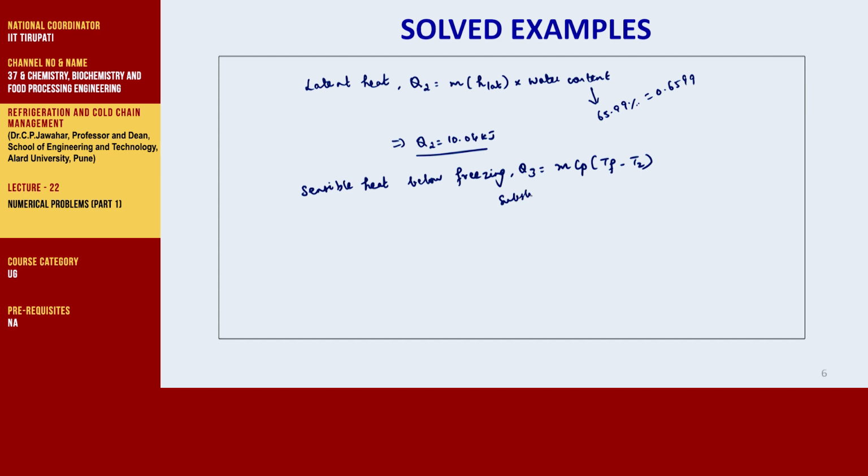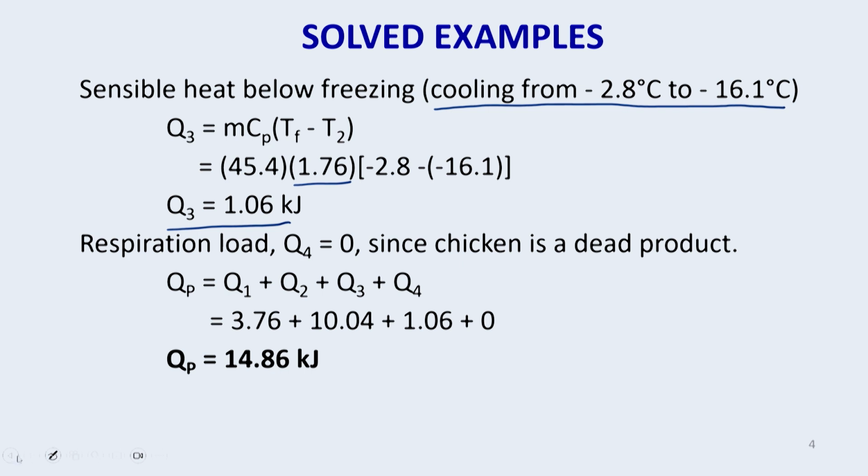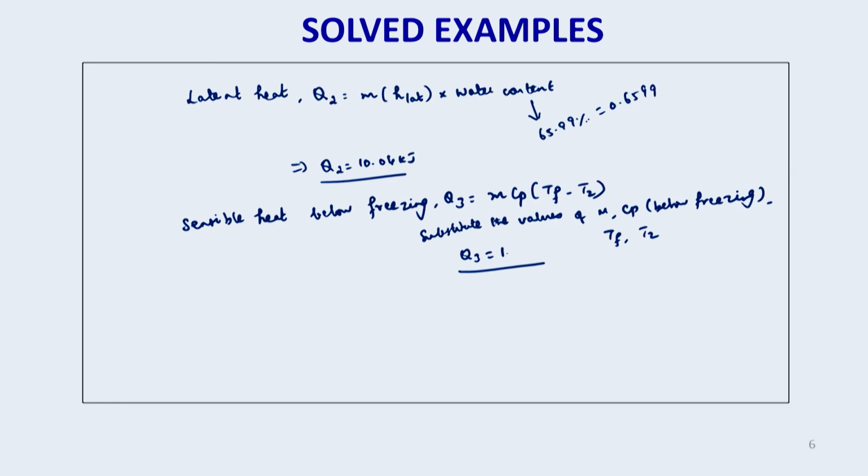Substitute the values. We will get Q3 values of M, Cp below freezing, TF, T2. We get Q3 is equal to 1.06 kilojoule.